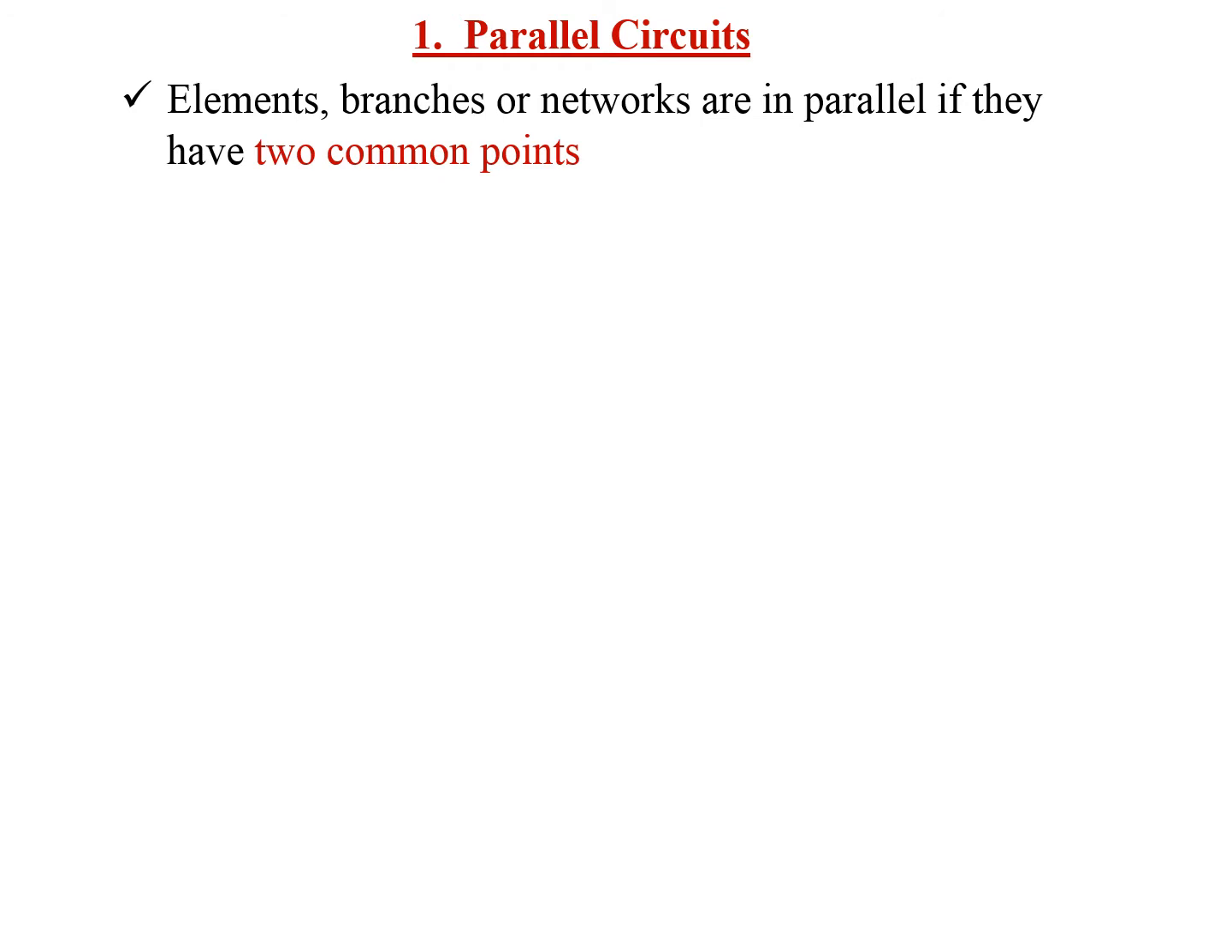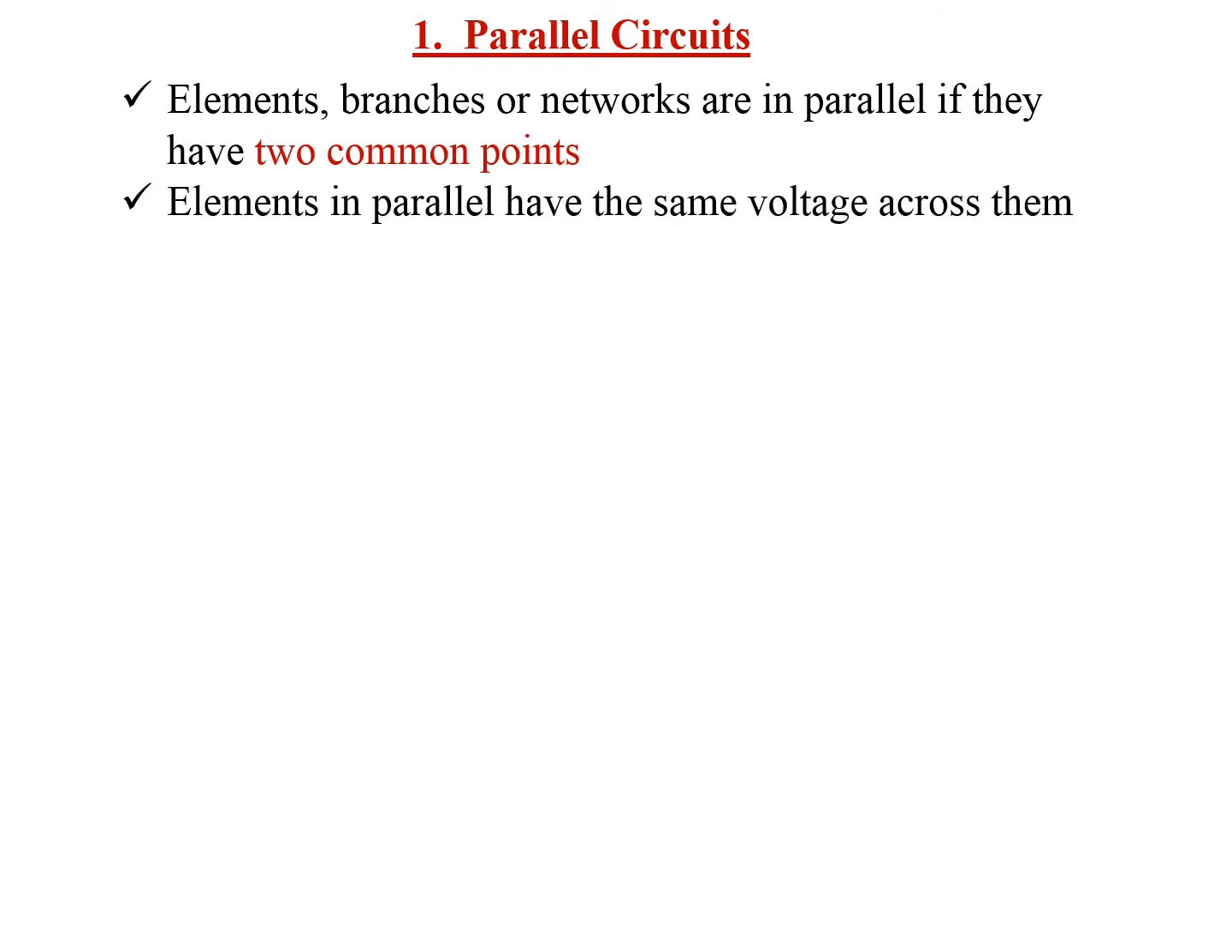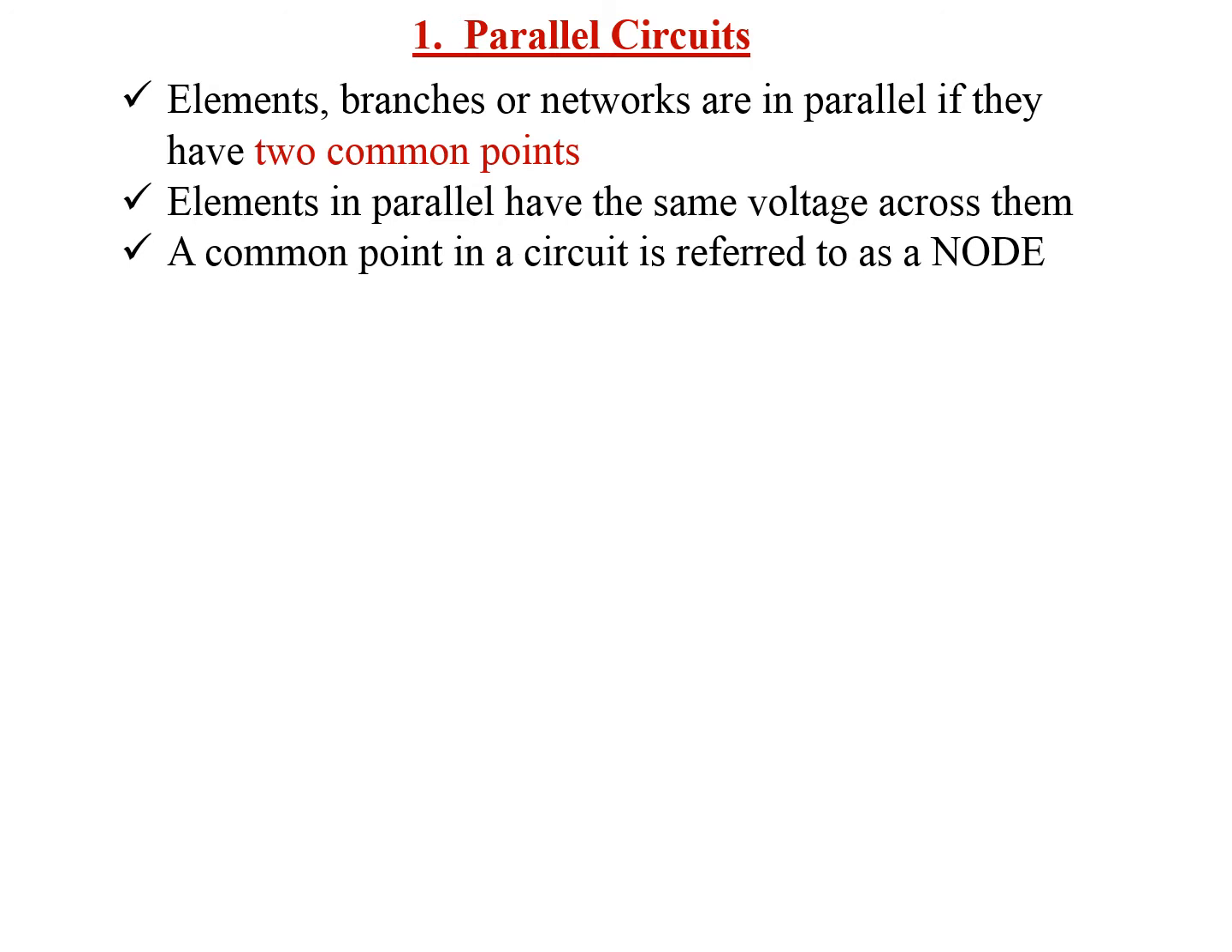have two common points that qualify them to be in parallel, and because of that, they will have the same voltage. And the common point on the circuit is what we refer to as the node. So when we talk about a node in later chapters, we are talking about the common point in a circuit. So in that figure, there is node A and node B.